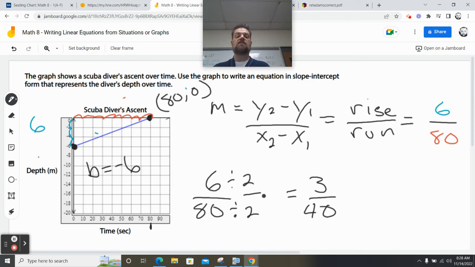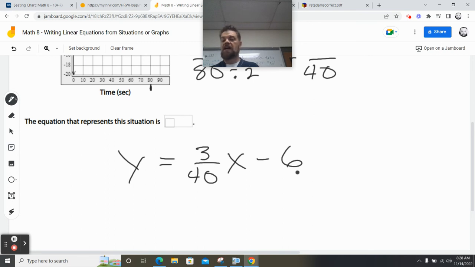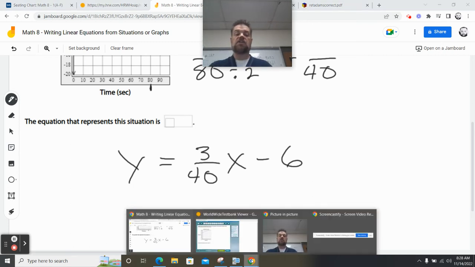And I know what the y-intercept is. So I could write the equation y equals 3 over 40 times x minus 6. Now, it might ask for the decimal approximation. I don't know. We'll see.